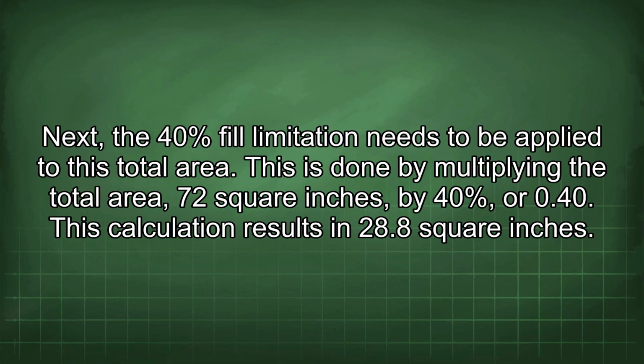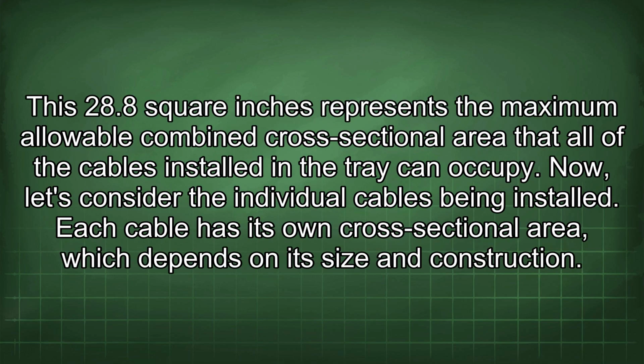Next, the 40% fill limitation needs to be applied to this total area. This is done by multiplying the total area, 72 square inches, by 40%, or 0.40. This calculation results in 28.8 square inches. This 28.8 square inches represents the maximum allowable combined cross-sectional area that all of the cables installed in the tray can occupy. Now let's consider the individual cables being installed.